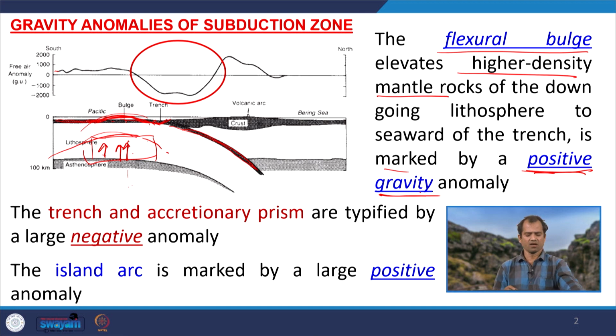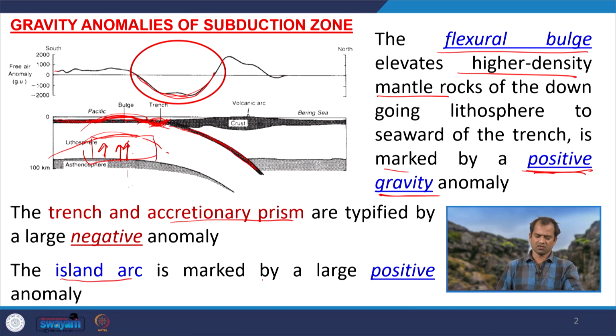The trench and the accretionary prism are typified by negative gravity anomaly. Here we have a trench, a depressed area filled with sediment. The sediments are low density material, and sediment and water fill it. So, we have low density material occurring here. That is why it represents the negative gravity anomaly or negative free air anomalies.